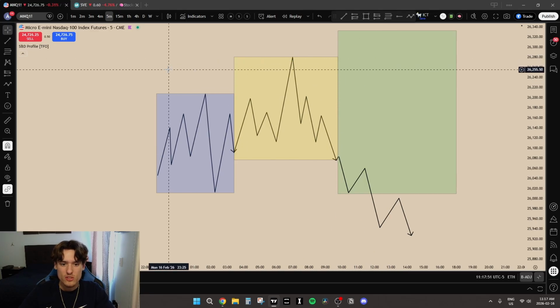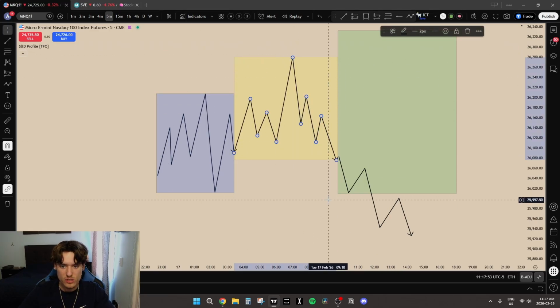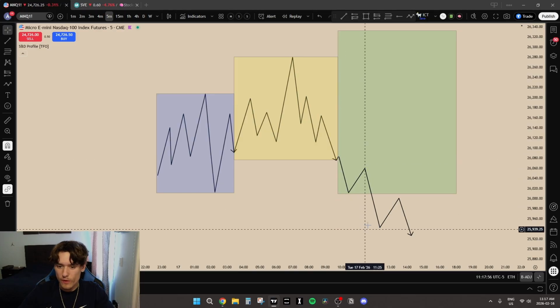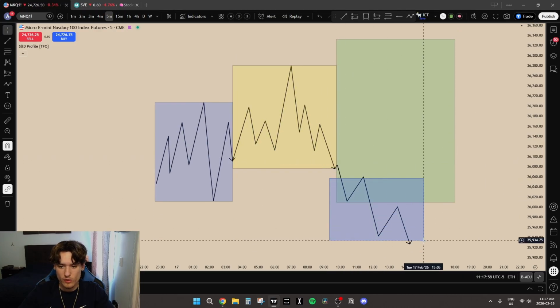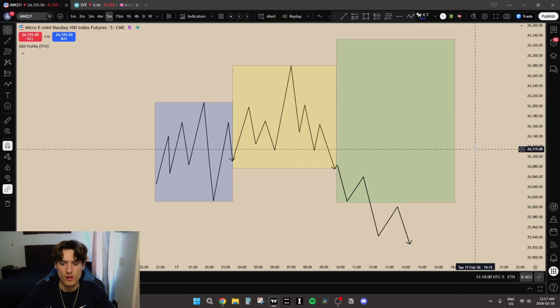We already swept out the Asia high. We already had the distribution lower. So we just follow the trend now. We always want to look for a lower price. We never want to look for a reversal higher.